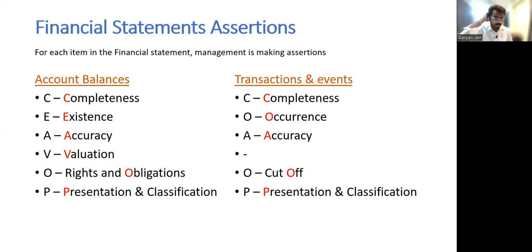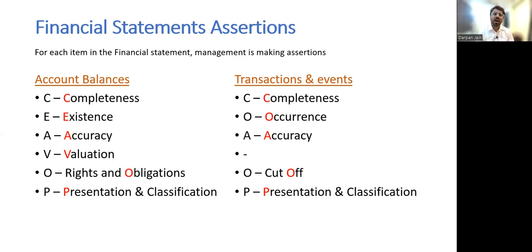Okay, let's read financial statement assertions. For each item in the financial statements, for sales, purchases, rent, for fixed assets, current liabilities, the management is making certain claims, assertions. Now, these assertions can be divided into two groups: the account balances and the transactions and events. Account balances are nothing but balance sheet items.